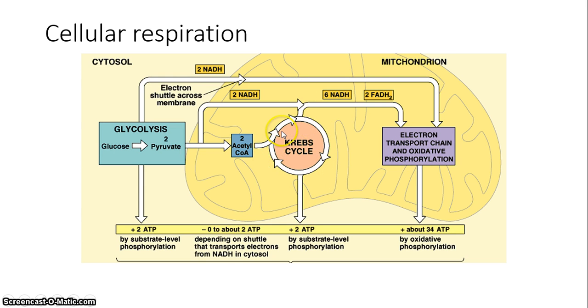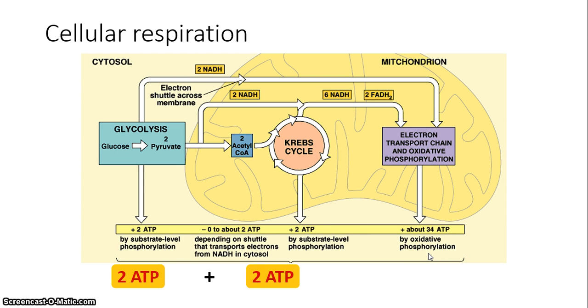Here, in the Krebs cycle, you're going to produce carbon dioxide and you're also going to produce ATP, but you get about 2 ATP per cycle. So here you can see you have NADH, FADH2, and you're getting a little bit of ATP, but then this last guy over here, this electron transport chain, is where you're going to get most of your ATP.